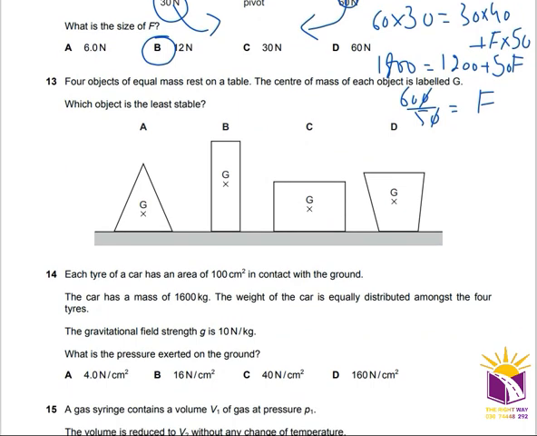Question number 13. 4 objects of equal mass rest on a table. The center of mass of each object is labeled G. Which object is least stable? The least stable has less surface area in contact with the table, so B has less surface area in contact with the table, and its center of gravity is also higher than all of the others. So B is the least stable. For least stability, your contact area is small and your center of gravity is higher. So B is the right option.